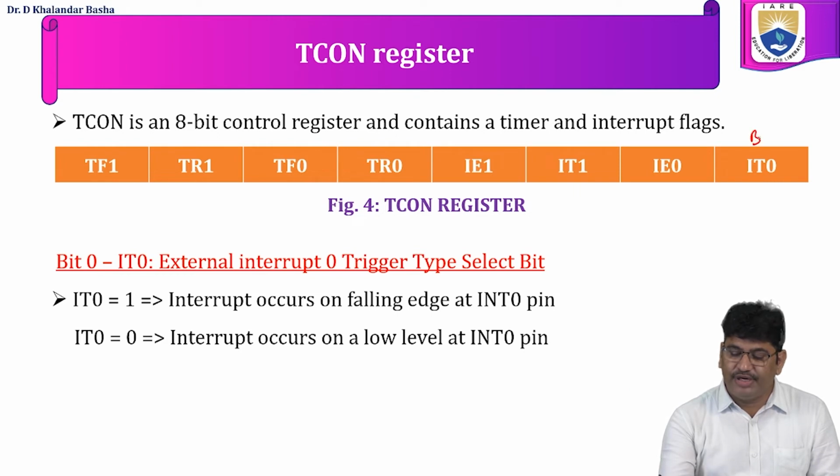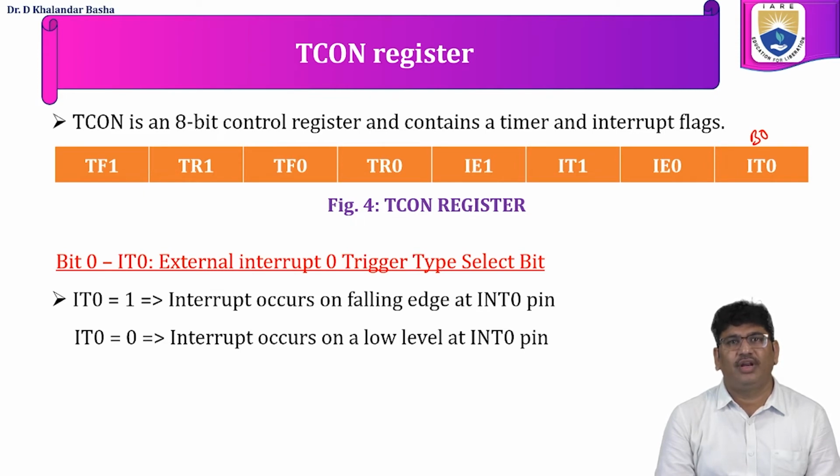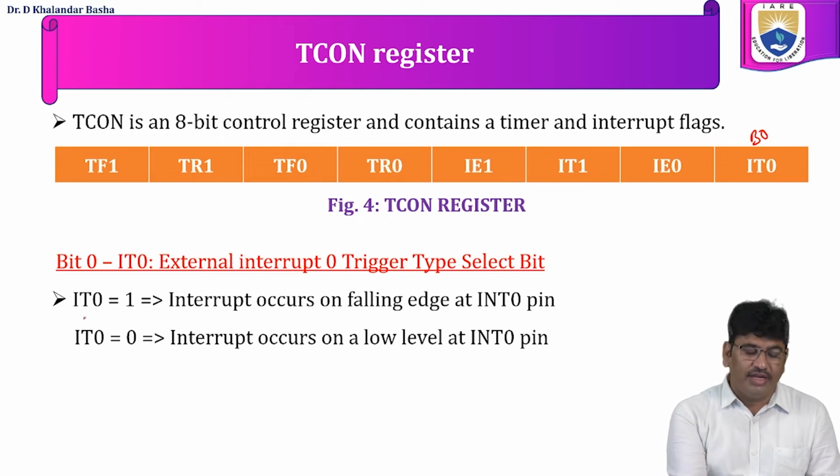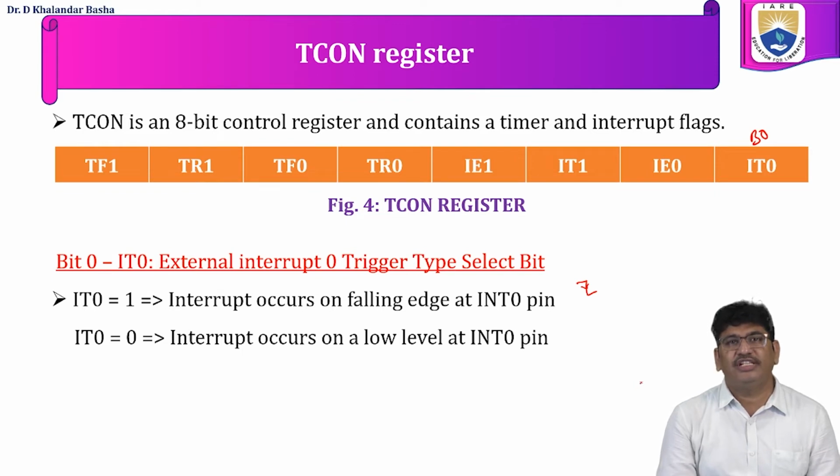The next bit is bit 0, which is IT0, the external interrupt 0 trigger type select bit. This bit is used for finding out whether the interrupt occurs on a falling edge or low level. If IT0 is equal to 1, it indicates an interrupt occurs on the falling edge on the INT0 pin. If IT0 is equal to 0, it indicates the interrupt occurs on low level at the INT0 pin.